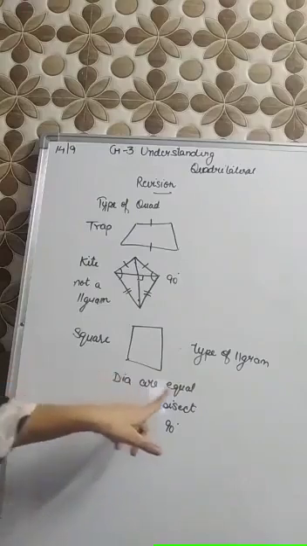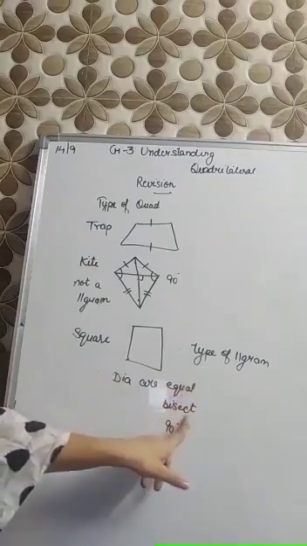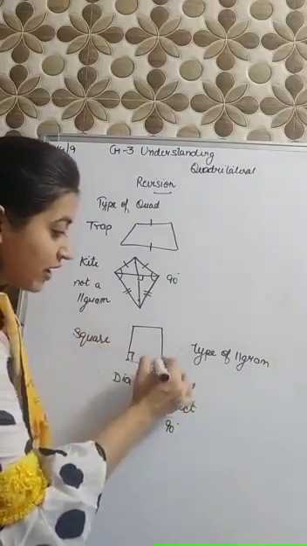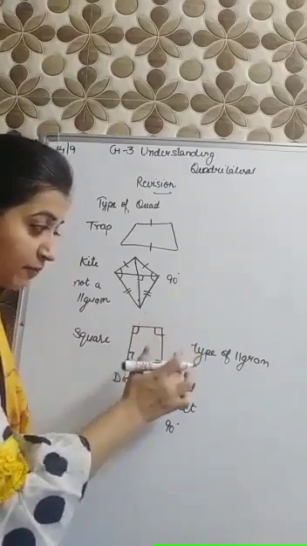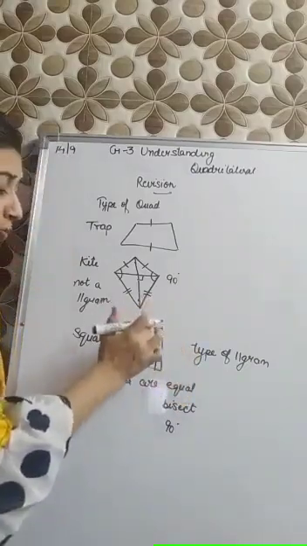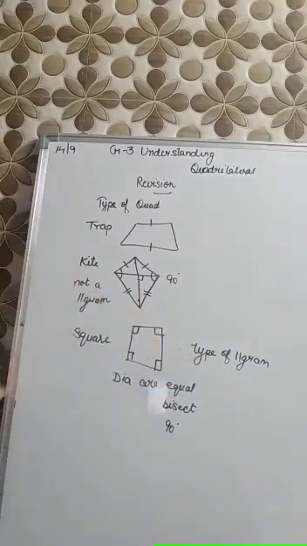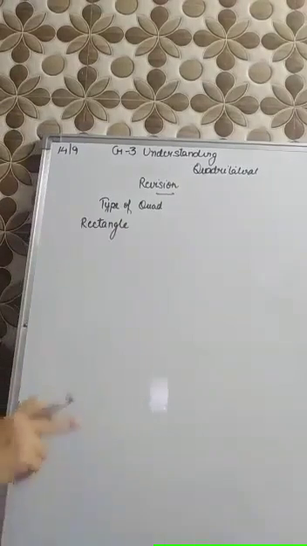The diagonals of the square are always equal. They bisect each other at right angle. All of the angles of a square are 90 degree. It is a type of a parallelogram. Opposite sides are equal and parallel. Even all sides are equal and all angles are always equal.